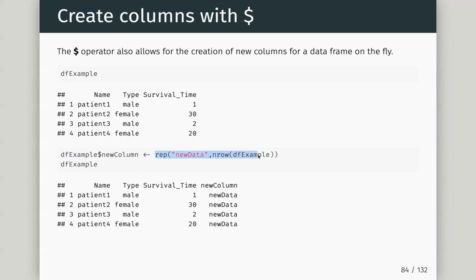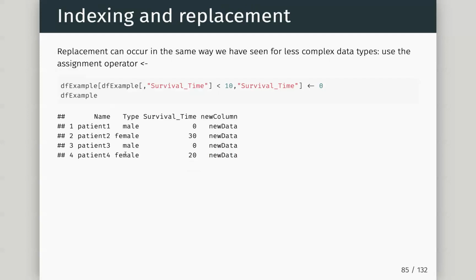And then I just need data to go into my new column. In this case, I'm just going to repeat the character "new data", and I'm going to repeat it the number of rows in the data frame. Then I can be guaranteed it's going to be the same length as the data frame. nrow pulls out the number of rows of the data frame. So it's really nice. It's just much easier to work with data frames with mixed data types, but also these things like dollar to extract information and add new columns. It's pretty useful.